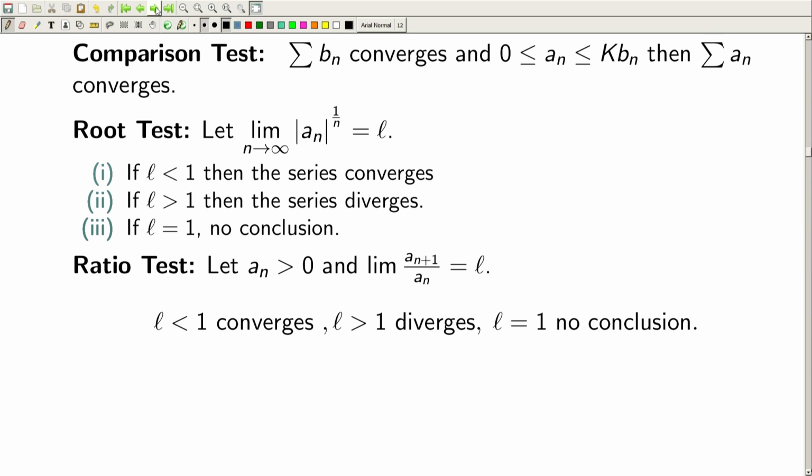So, I think this is a good point to stop. Then we will see what the other kinds of tests are with which we can conclude whether a series converges or not. Thank you.